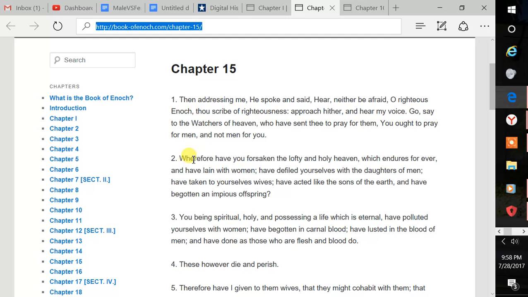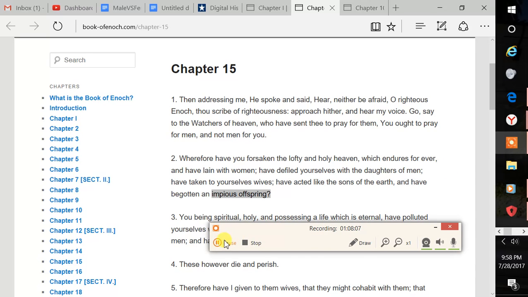It says, wherefore have ye forsaken the lofty and holy heaven which endures forever, and have lain with women, have defiled yourselves with the daughters of men, have taken to yourselves wives, have acted like the sons of the earth, and have begotten an impious offspring. Impious. What does impious mean? Let's take a dictionary and find out what impious means.